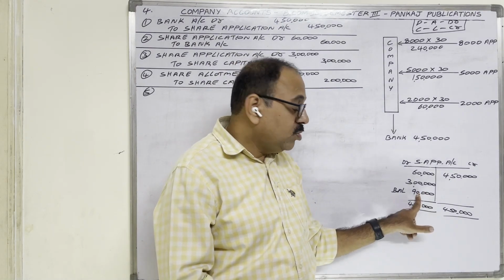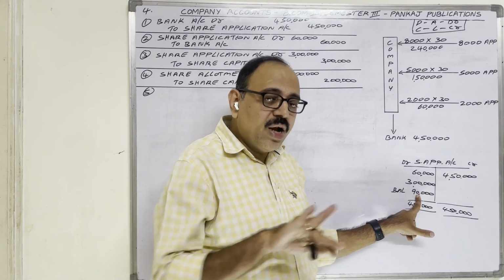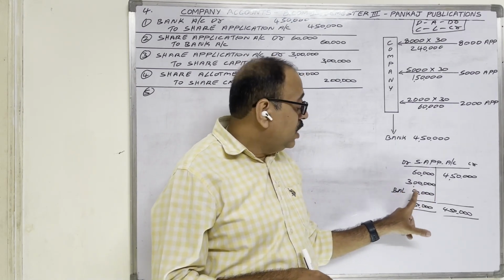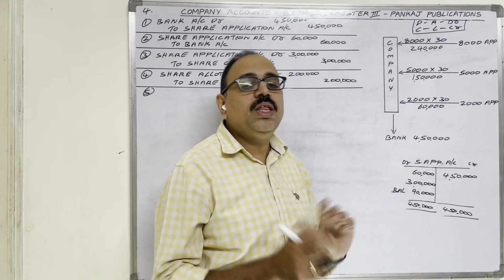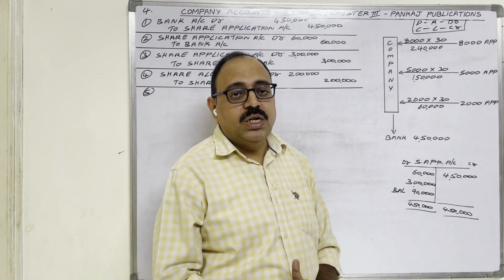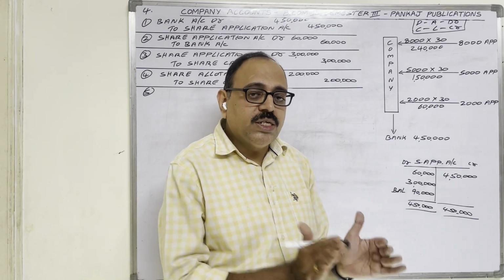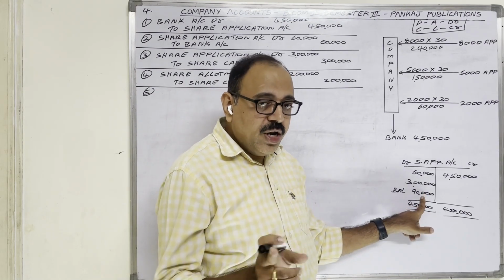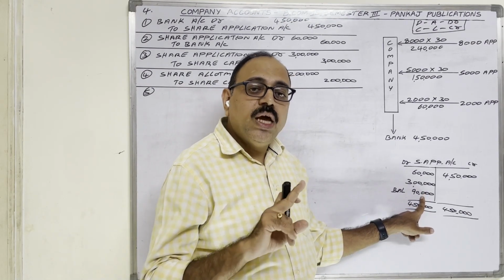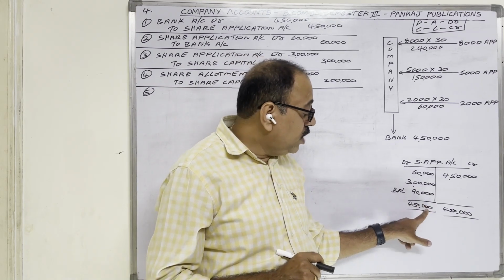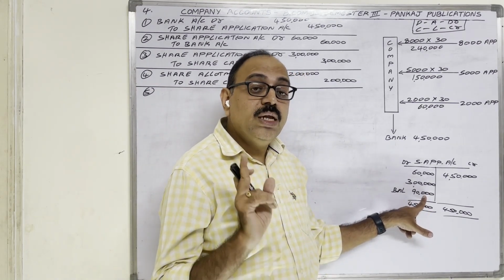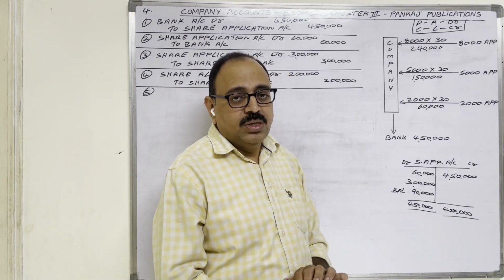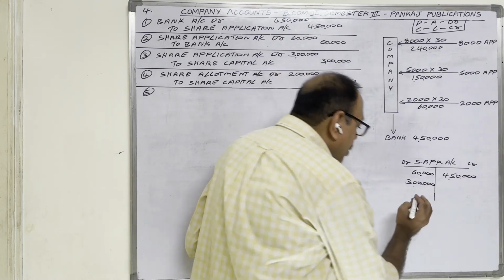So from 90,000, if the company adjusts 40,000, then the remaining amount in the application account is how much? 90,000 minus 40,000, 50,000. Now that 50,000, finally the company wants to transfer to the calls in advance account. So of the 90,000, 40,000 the company transfers into the share allotment account, 50,000 the company transfers into the calls in advance account. Then the share application account will get closed. How it appears in the account, let us see.